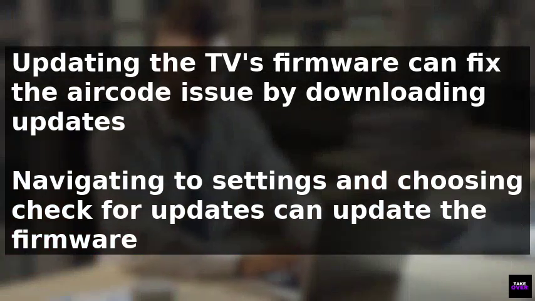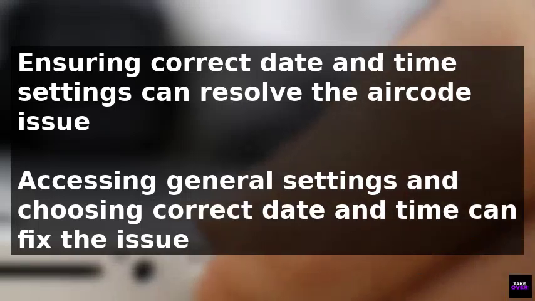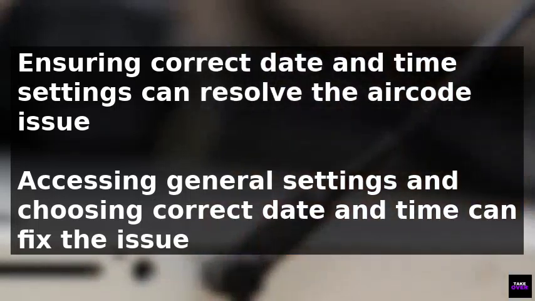Another solution is to update the TV's firmware by navigating to the settings, selecting All Settings, then General, and choosing Check for Updates to download and install the latest version. After the update is complete, turn off the TV for 10 seconds and enable Auto Update.